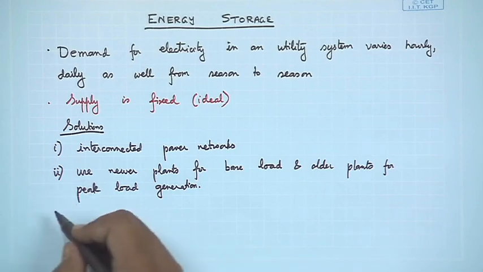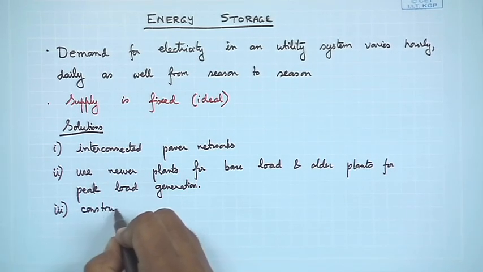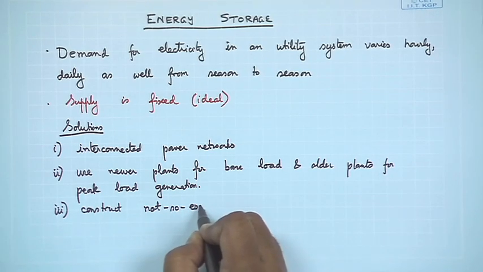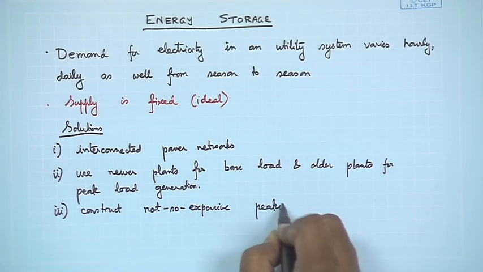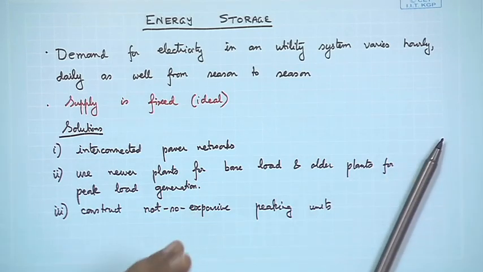The other thing, hand in hand, is that you construct not so expensive peaking units. Okay, fine, the rating of my power plant will be the base load, and then I will have some not so efficient, maybe small, lower cost infrastructure plants just to supply that additional power that I need during the peak hours.